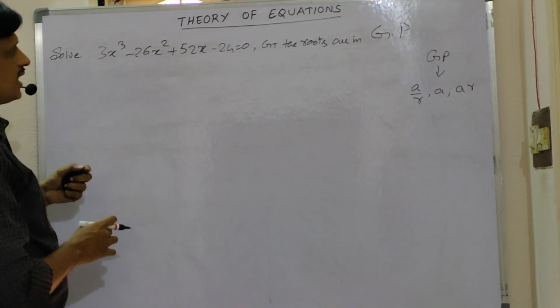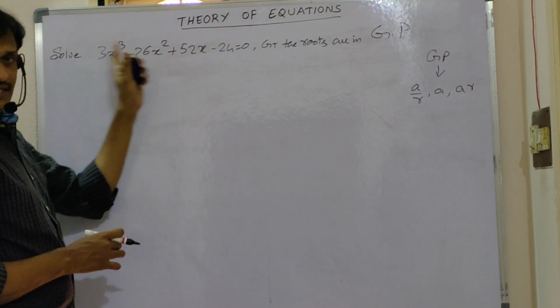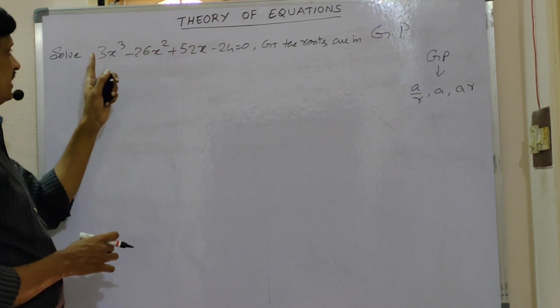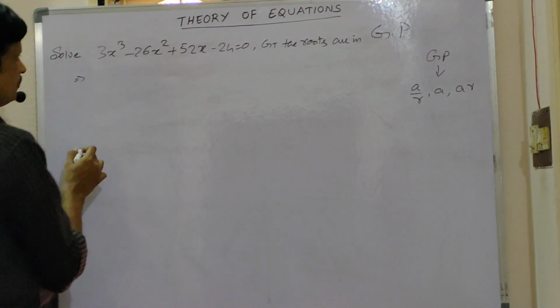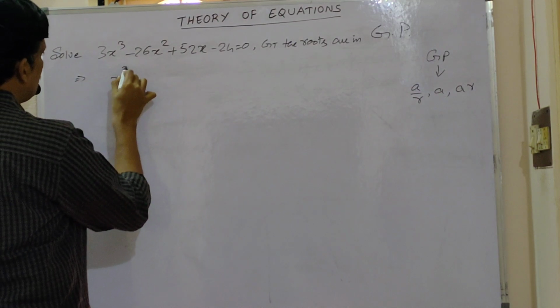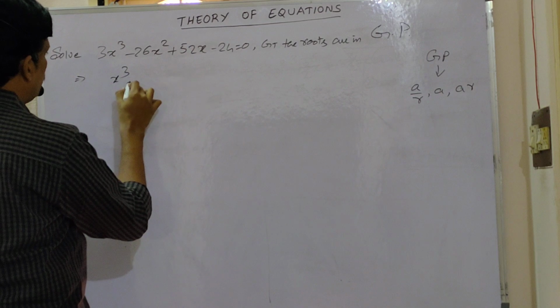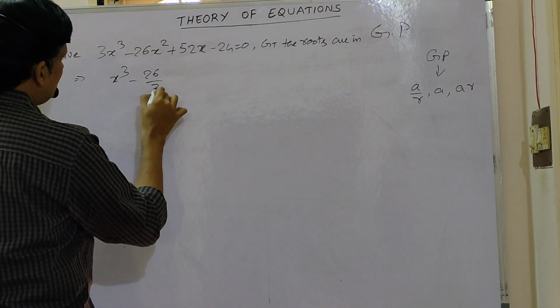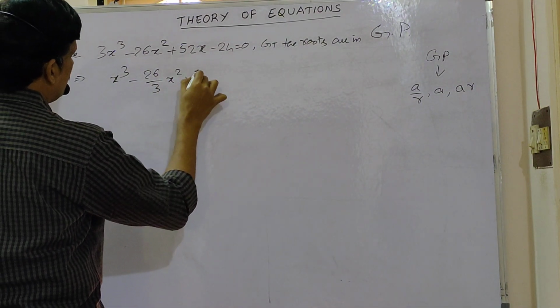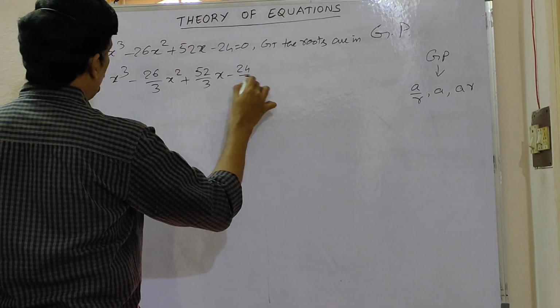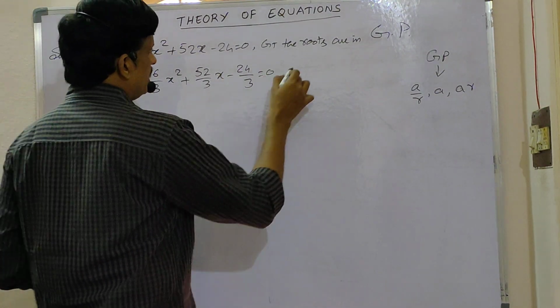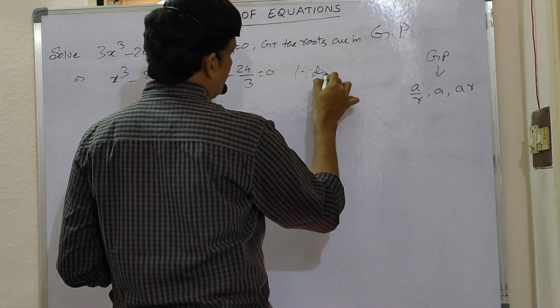And before going to start this one, observe whether the given one is in the standard form or not. Means here the leading coefficient is 3. So this is the given one. Divide by 3: x cube minus 26 by 3 x square plus 52 by 3 x minus 24 by 3 is equal to 0. Divide by 3.